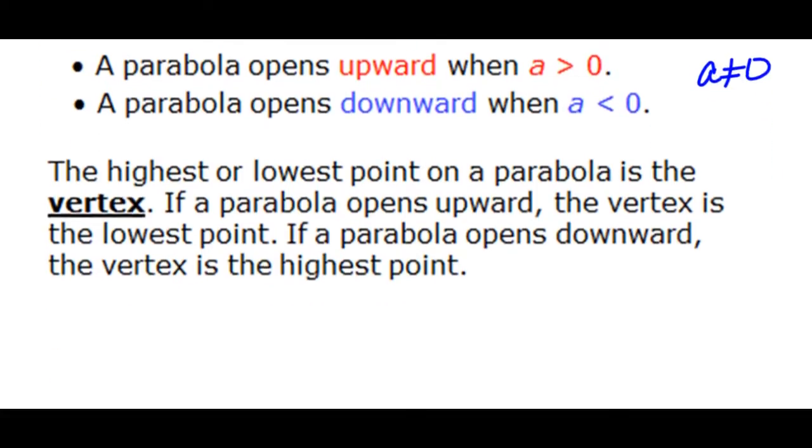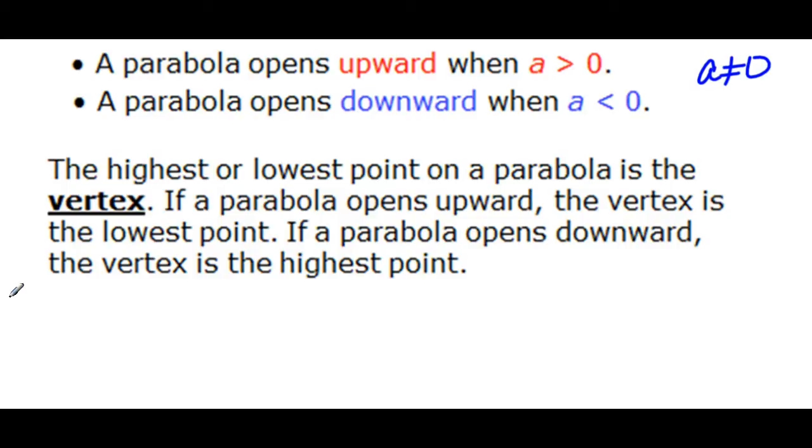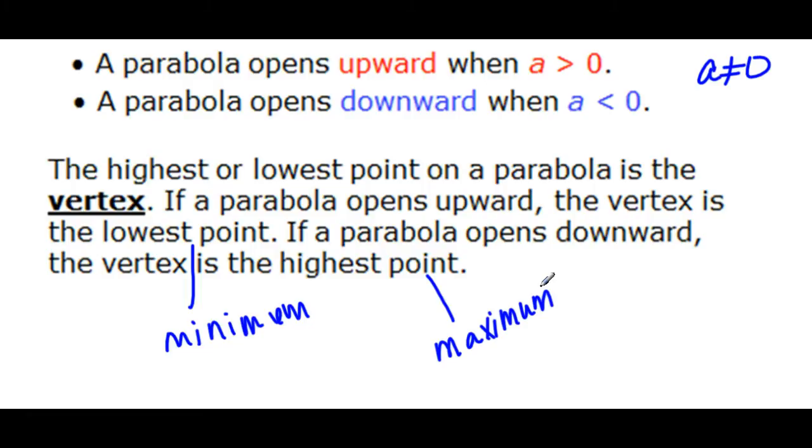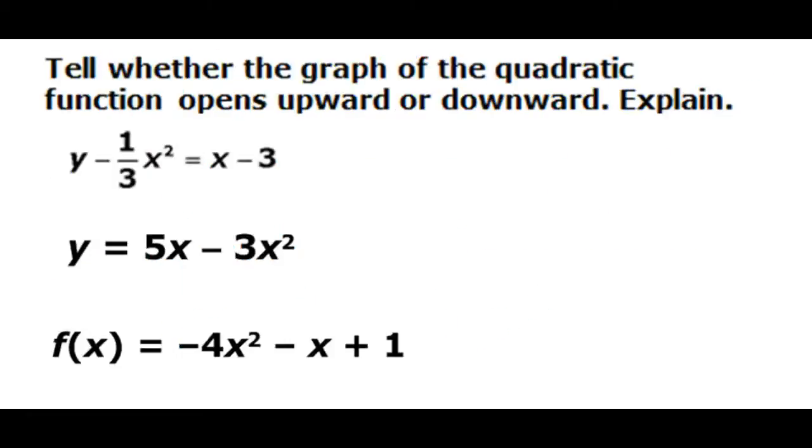The highest or the lowest point on a parabola is called the vertex. All these vocabulary words flying in there. If a parabola opens up, then the vertex is the lowest point. We call that the minimum. That makes sense? Okay. And if the parabola opens downward, the vertex is the highest point. We call that the maximum. And again, lots of vocabulary words you need to make sure that you have.